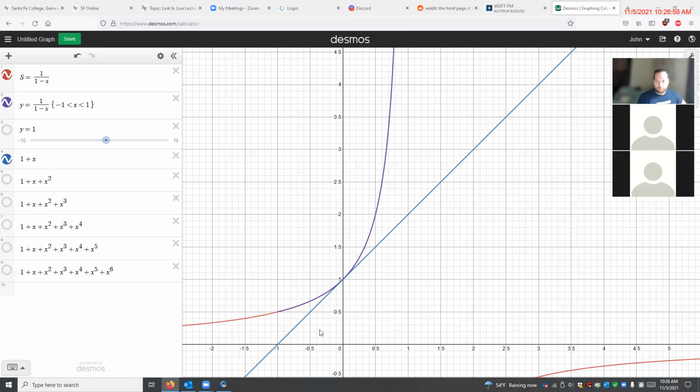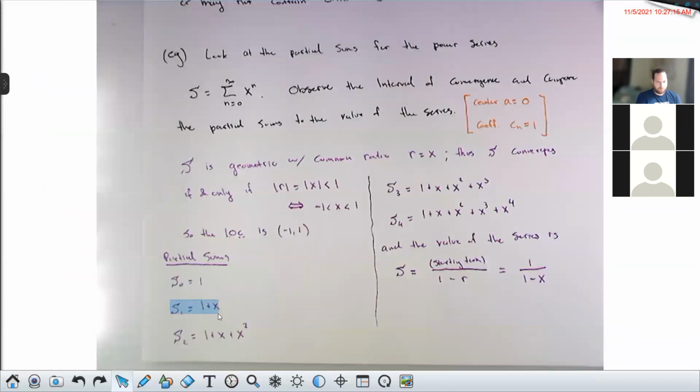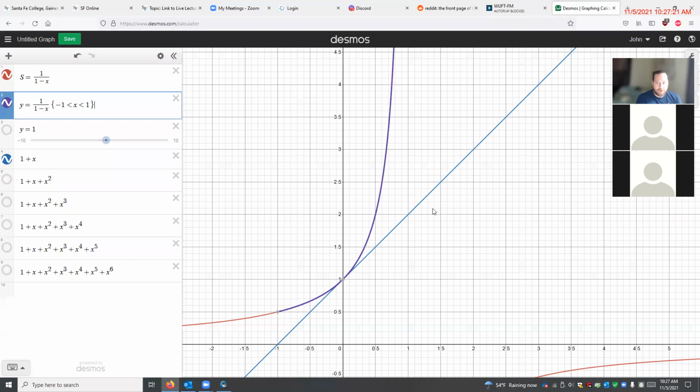Think Calc 1. What Calc 1 object is this blue thing when compared to the purple or red graph? The tangent line? Hell yes, it is. This blue thing is the tangent line to the purple thing. The first partial sum of a power series for a function is the tangent line to that function. In other words, it's the linearization or the linear approximation function from Calc 1.